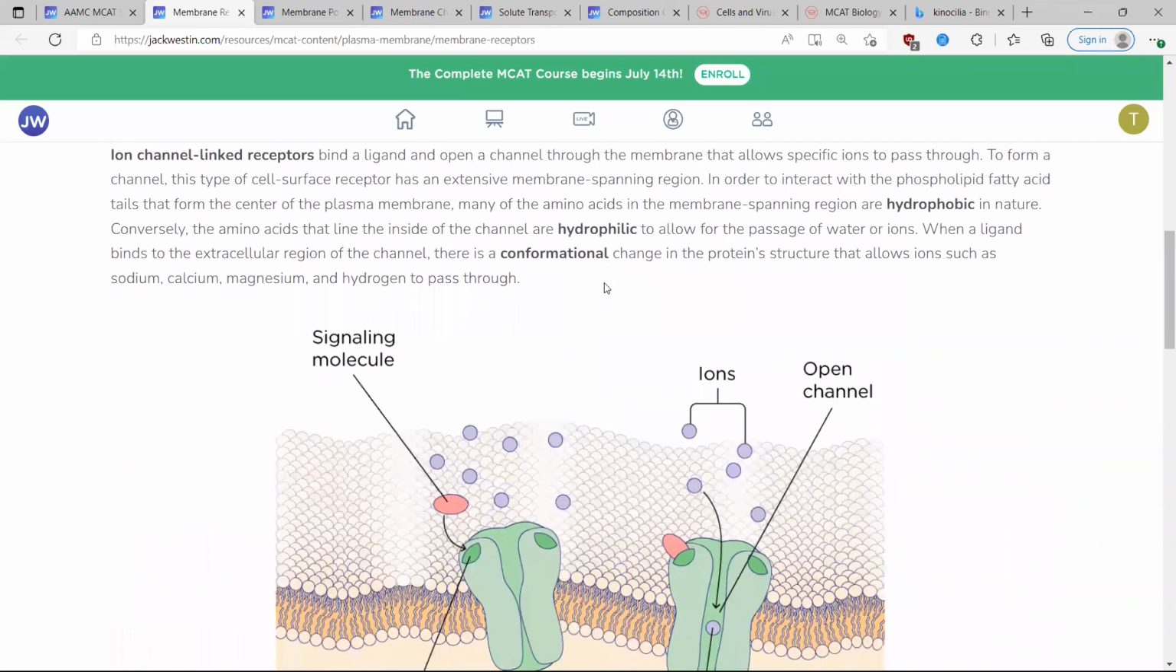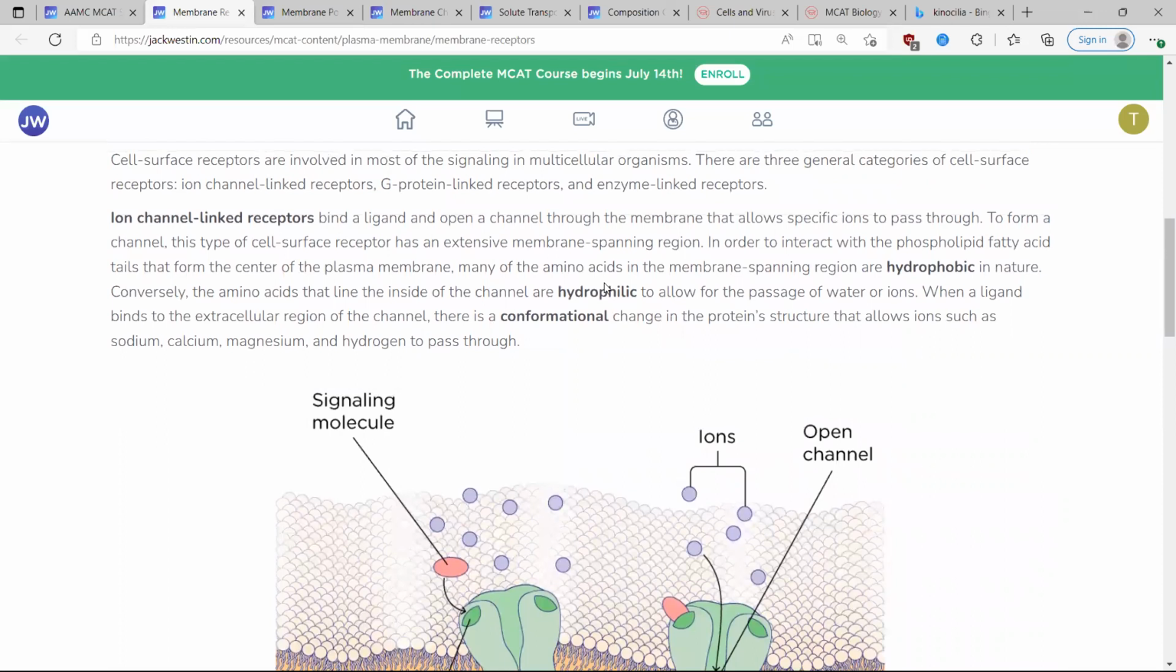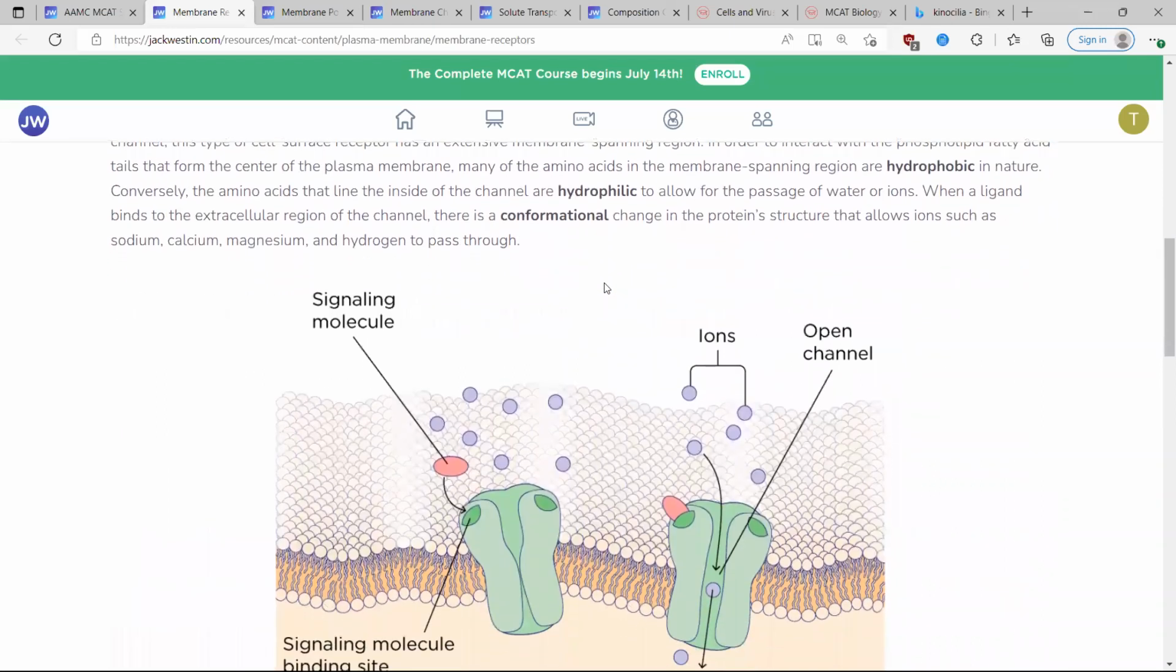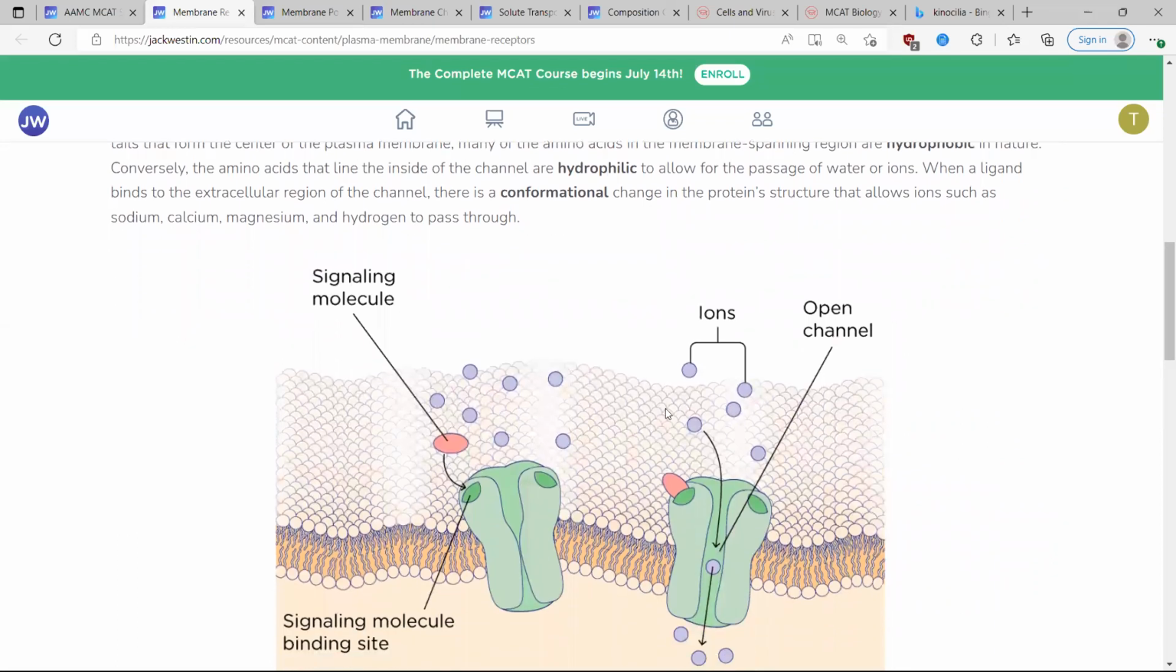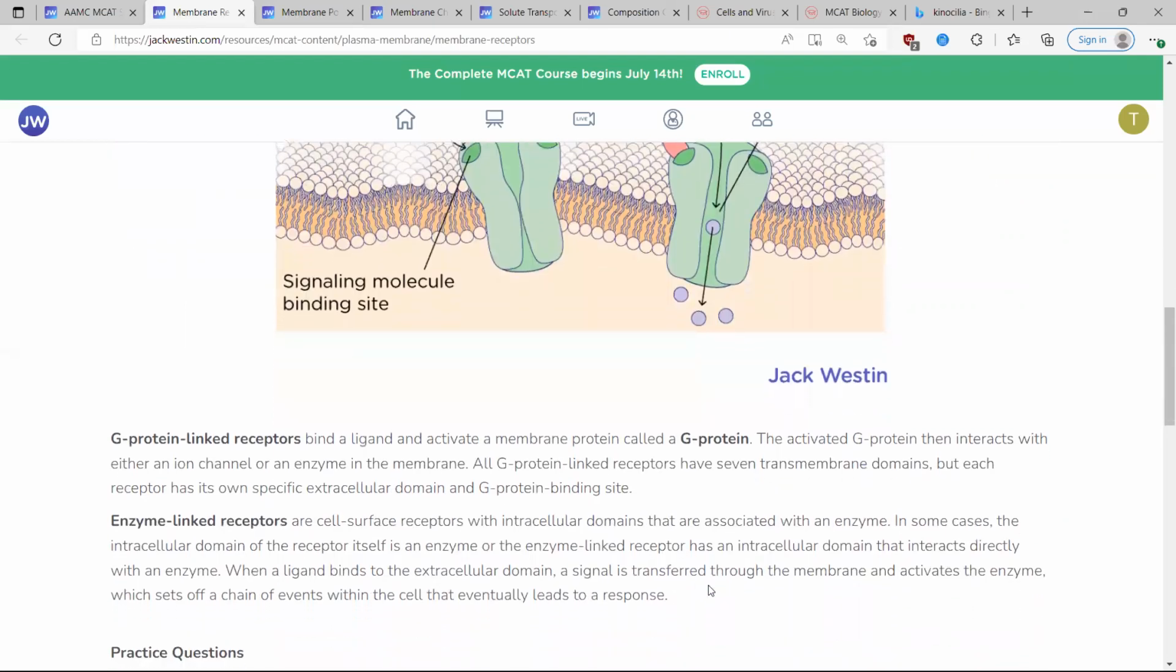It's good. So what else? Yeah, so this is again another type of ligand gated, right? Ions can attach or signaling molecules can attach. Oh no, sorry, this is not what that's showing. This is just showing a ligand gated. The signaling molecule attaches and the ions are allowed to go through.